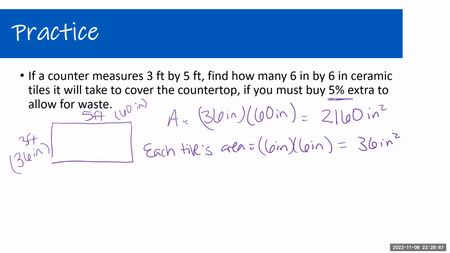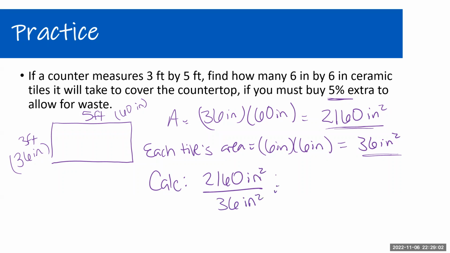So thinking critically here, we have a total area to cover, and each tile has this area. We can calculate 2160 square inches over 36 square inches, which is going to give us 60 tiles, but that's without waste.